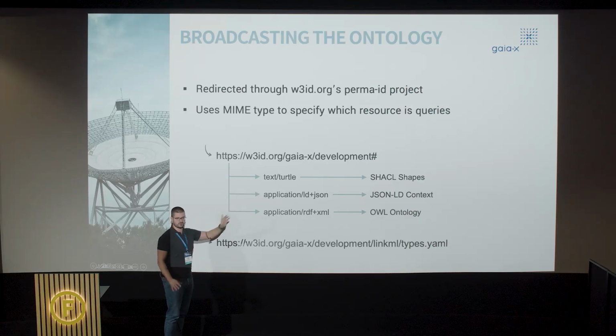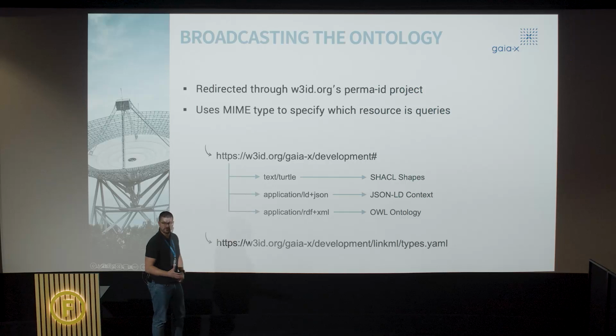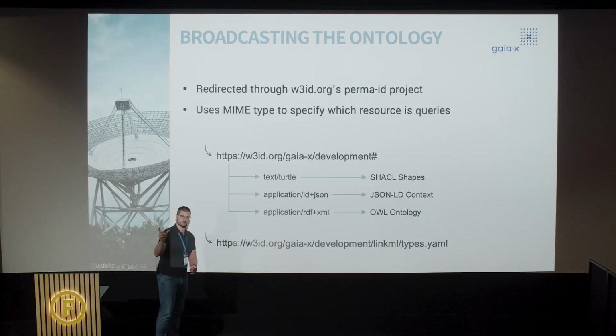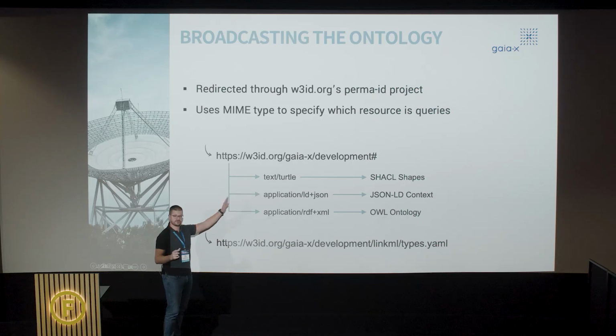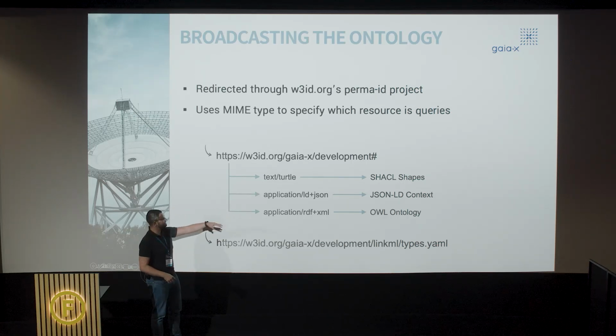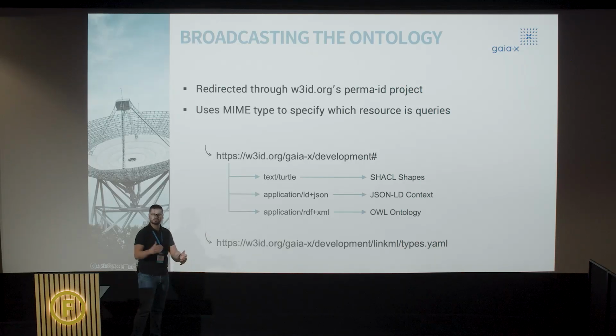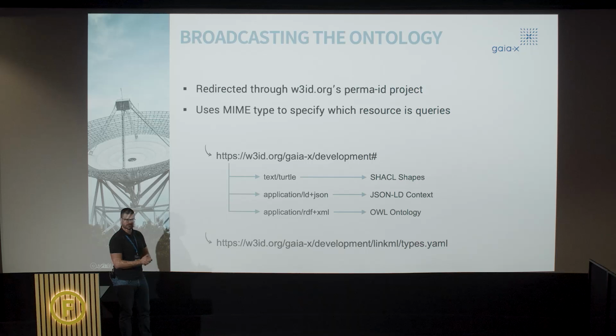The version at the moment, there's only development, but in future versions, you'll be able to say which version of the Gaia-X ontology you want to use. And depending on the Accept HTTP header, you're going to have either SHACL shapes if you give text/turtle, application/ld+json if you want the JSON-LD context, and so on. So that's the way you can resolve the different formats you're looking for.